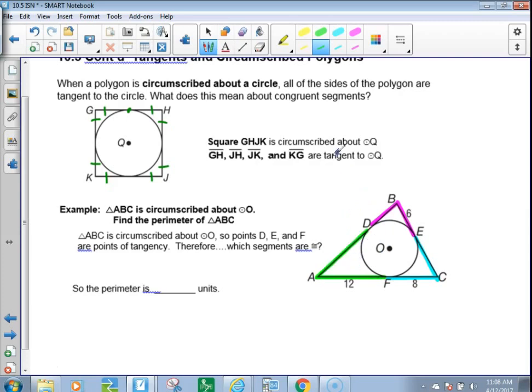And with that in mind, we can find the perimeter of this triangle. And we can fill in all these numbers. So since these pink ones are congruent, if that's 6, I can put a 6 here. Oh, I meant to change color there.